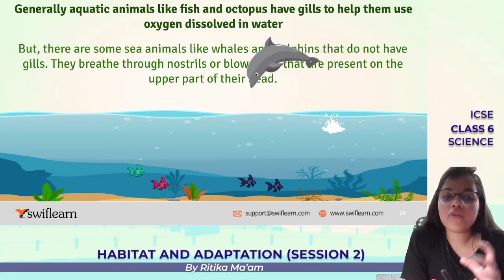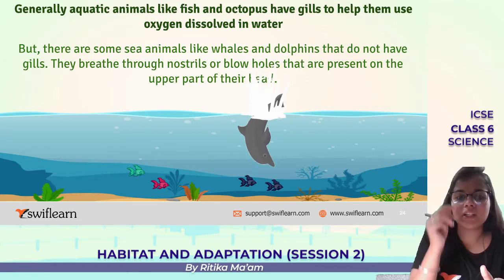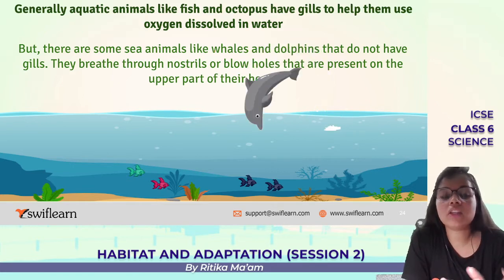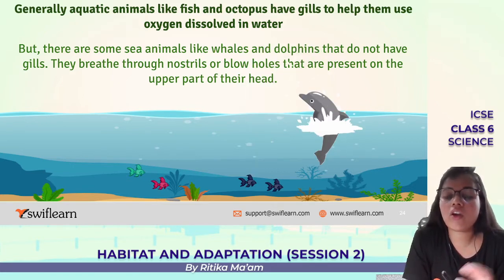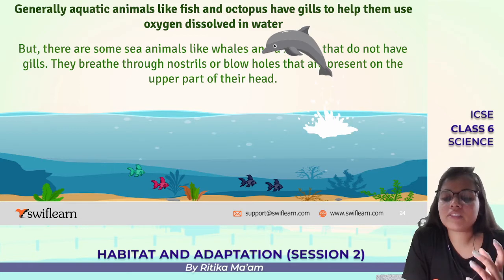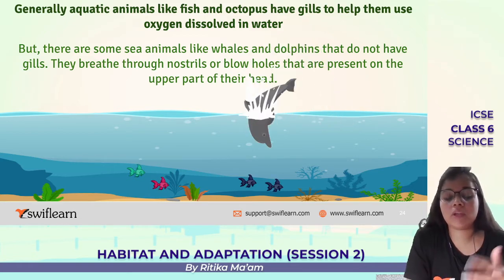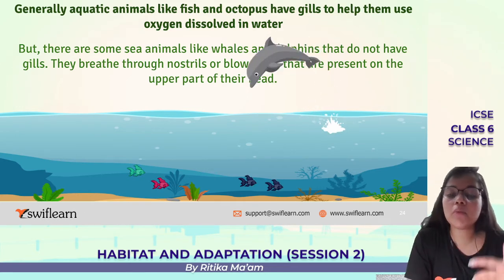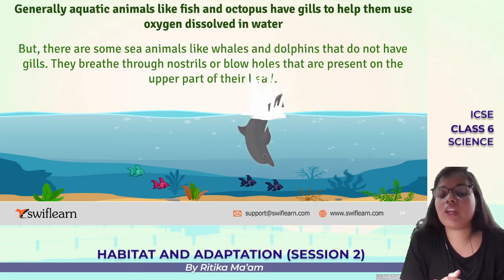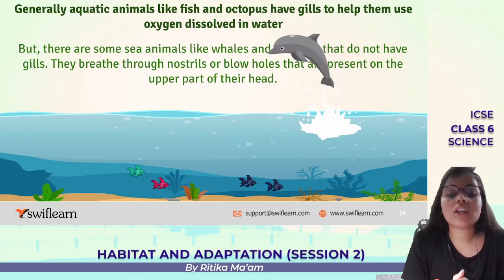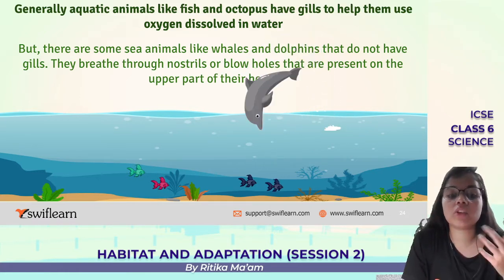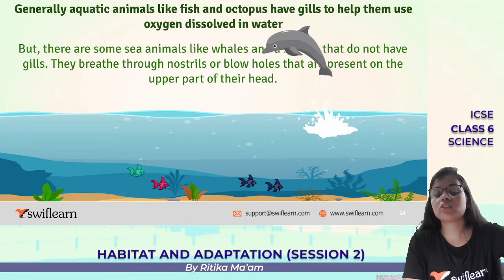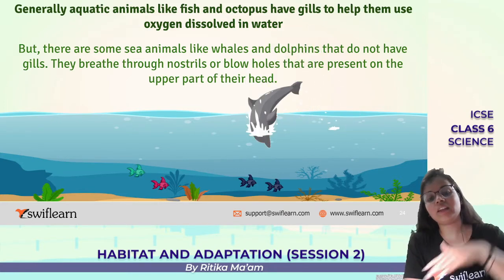But apart from fishes and octopus, there are many animals like whales and dolphins. They do not have any gills, they breathe through their nostrils or blowholes. Now you might have seen the whale maybe on Discovery Channel, or in real life also, the whales and the dolphins come up to the surface of the water frequently. Why? This is because they do not have gills, and they need to breathe through nostrils or blowholes, and that is why they need to come up to the surface of water to breathe, and then they go down again.